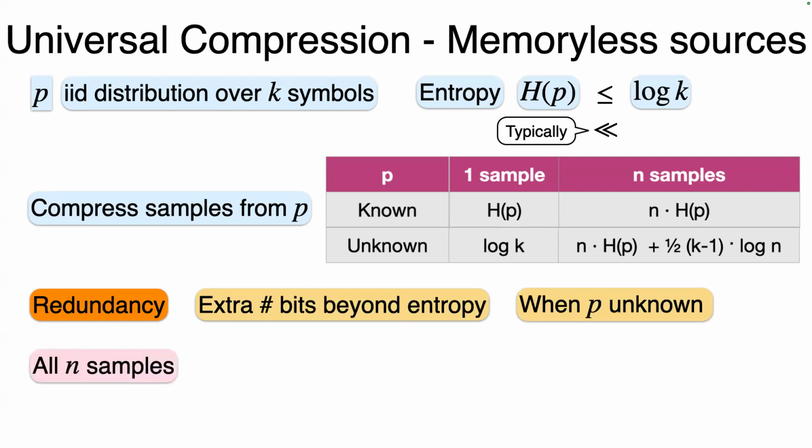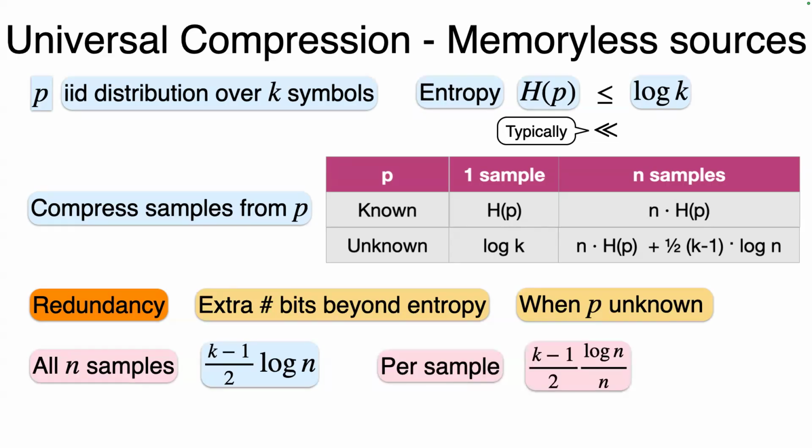And what we see is that if you look at all n samples and compress them, we get here k minus 1 over 2 times log n. And if we normalize it per sample, it's k minus 1 over 2 times log n over n. So it goes to 0. So even if you don't know the distribution, you can compress the sequence essentially as well as if you know the distribution. Instead of h, you'll have h plus this number that goes to 0.